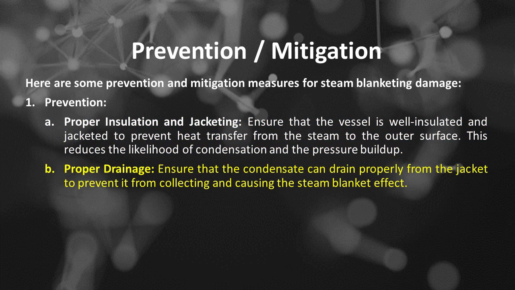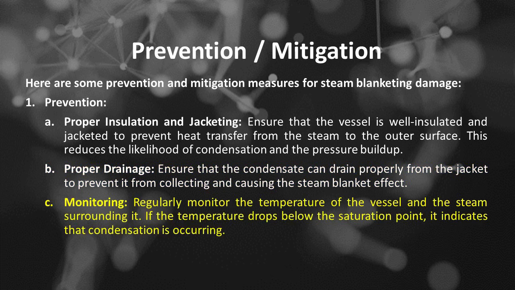The second is proper drainage. Ensure that the condensate can drain properly from the jacket to prevent it from collecting and causing the steam blanket effect. The third is monitoring. Regularly monitor the temperature of the vessel and the steam surrounding it. If the temperature drops below the saturation point, it indicates that condensation is occurring.